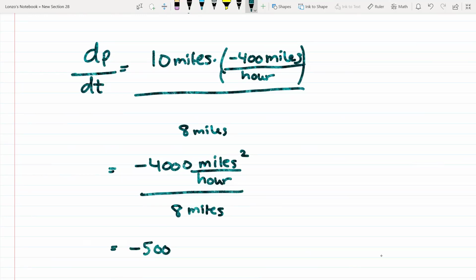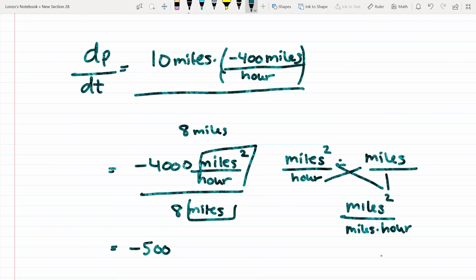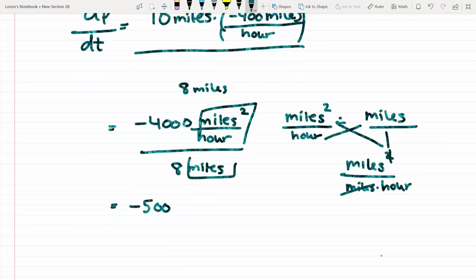So this is a little bit tricky. We have a complex fraction. This is your numerator, and this is our denominator. So you can rewrite it as miles squared per hour divided by miles over 1. If I cross multiply, this would be 1 times miles squared, which is miles squared, and hour times miles is miles per hour. And then as you can see, the miles cancel. This becomes 1, so that makes sense. So it is definitely miles per hour.